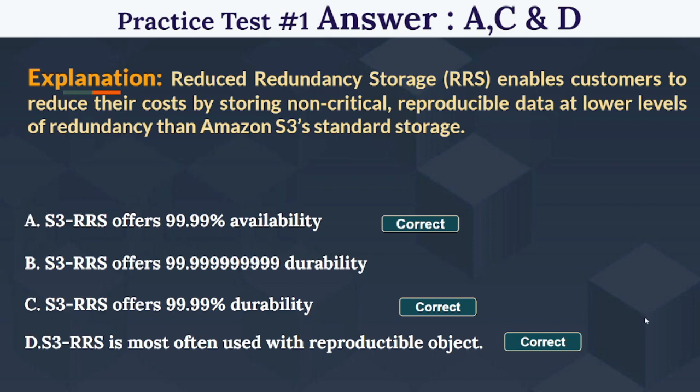Reduced redundancy storage (RRS) enables customers to reduce their costs by storing non-critical, reproducible data at lower levels of redundancy than Amazon S3's standard storage. Let's move to the next question.